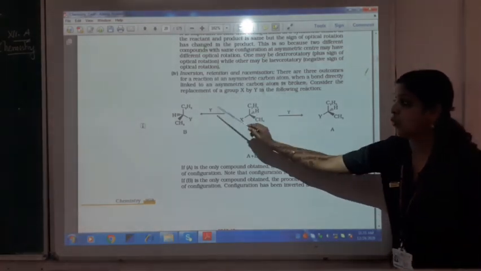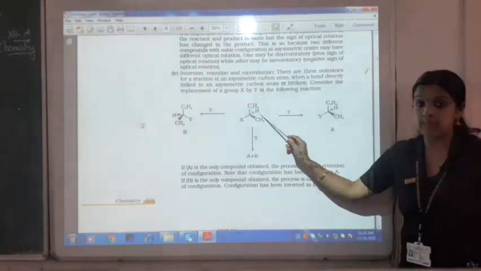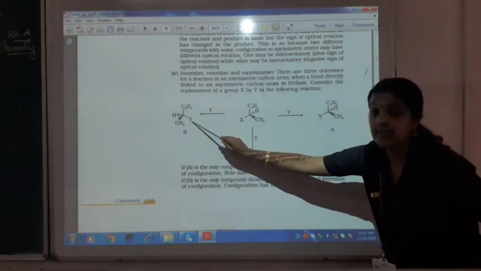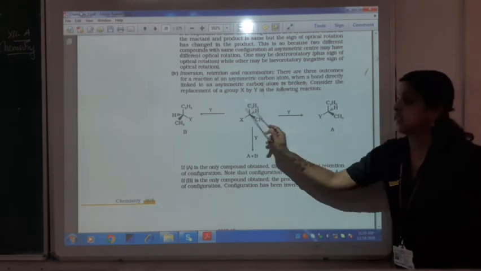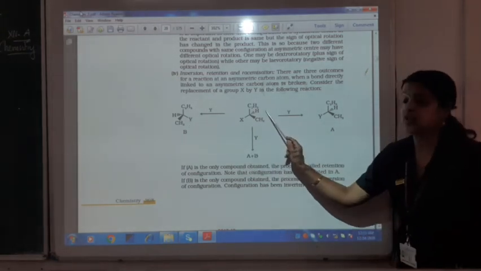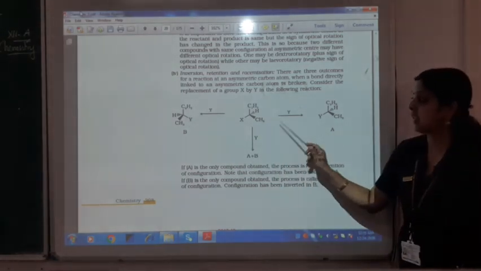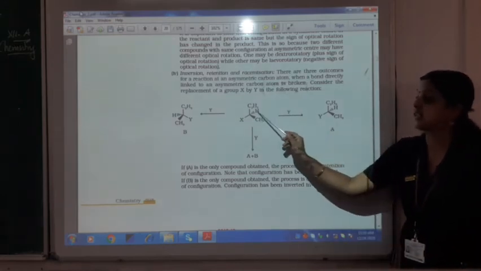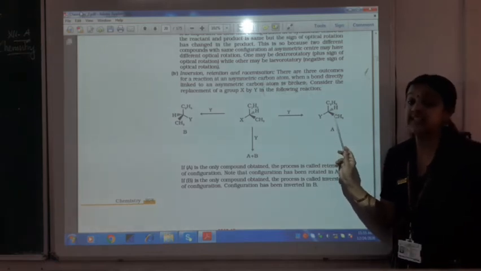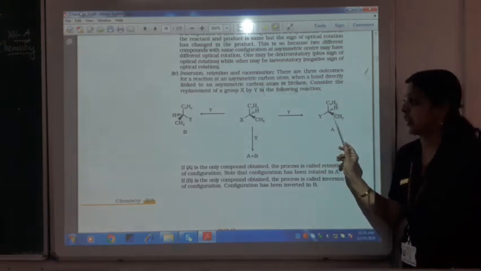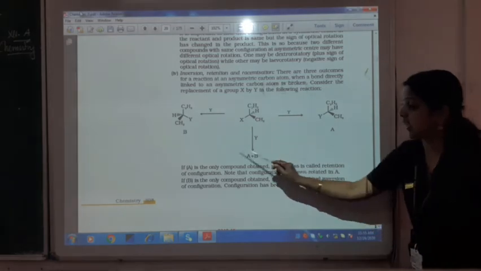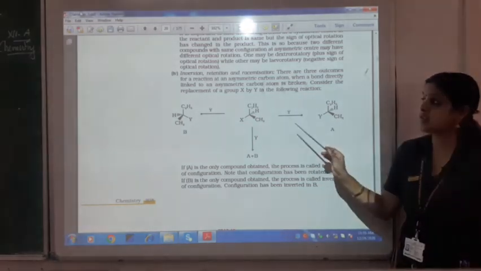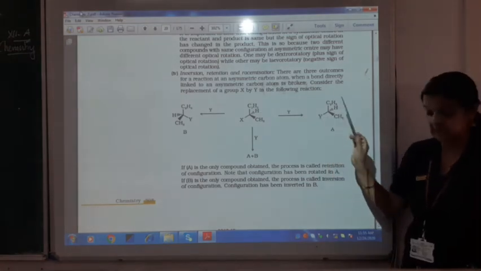Now when Y is going to attack this compound, let's say we form the product B, but where this Y is formed on the other side. So there is an inversion in the configuration of this structure. But again, when Y is attacking, let us assume Y attacks at the same position, so you get a retention of configuration. So retention and inversion together, A plus B, will become racemization. So that is what the whole process is all about.